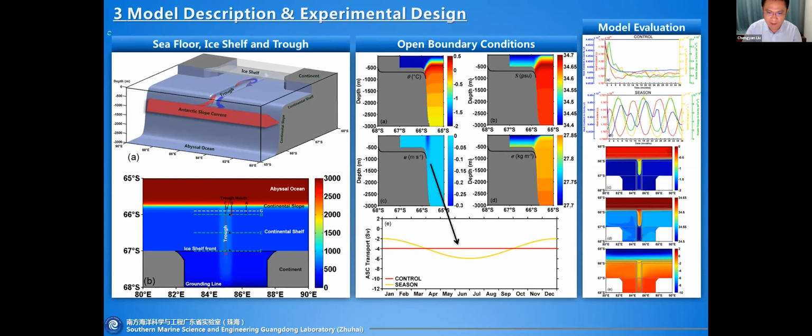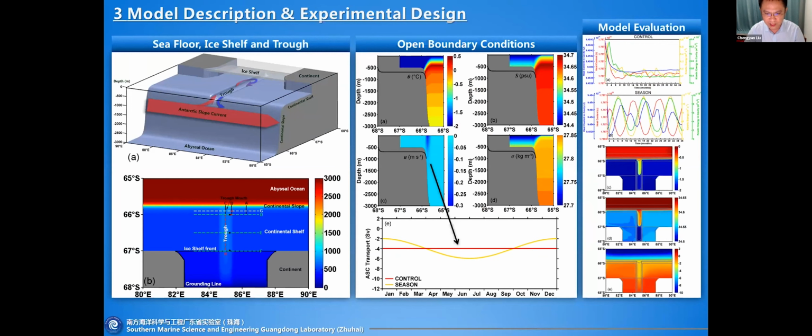Two experiments are conducted. In the control experiment, theta, S and U are held constant at the open boundaries. In the season experiment, theta and S are still held constant, yet a sinusoidal function is superimposed on U to represent the seasonality of the ASC. Both the control and the season experiments can reach a stable state after integration of 2 years. The spatial patterns of theta and S at 500 meters and the barotropic streamfunction are quantitatively in agreement with the observed hydrographic properties over fresh shelf regions.